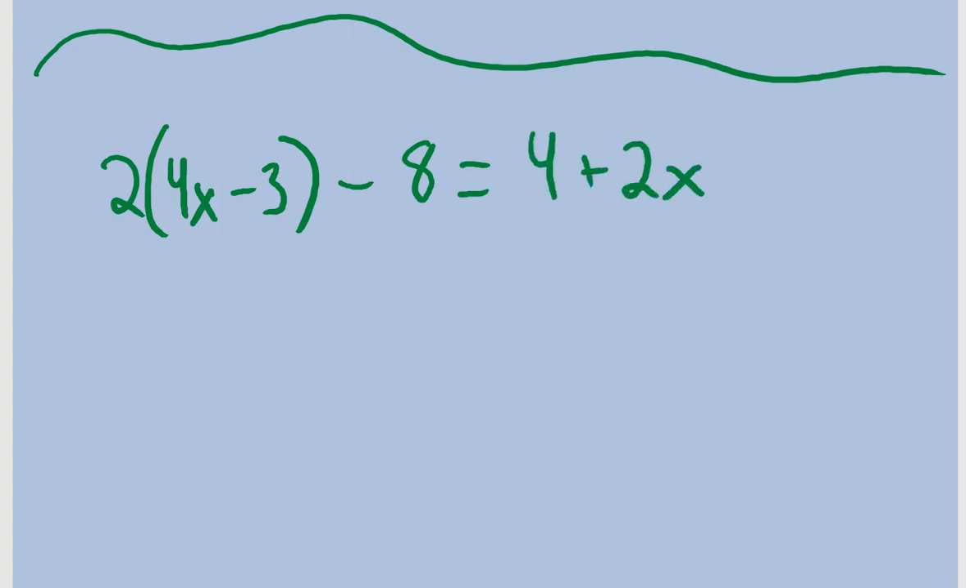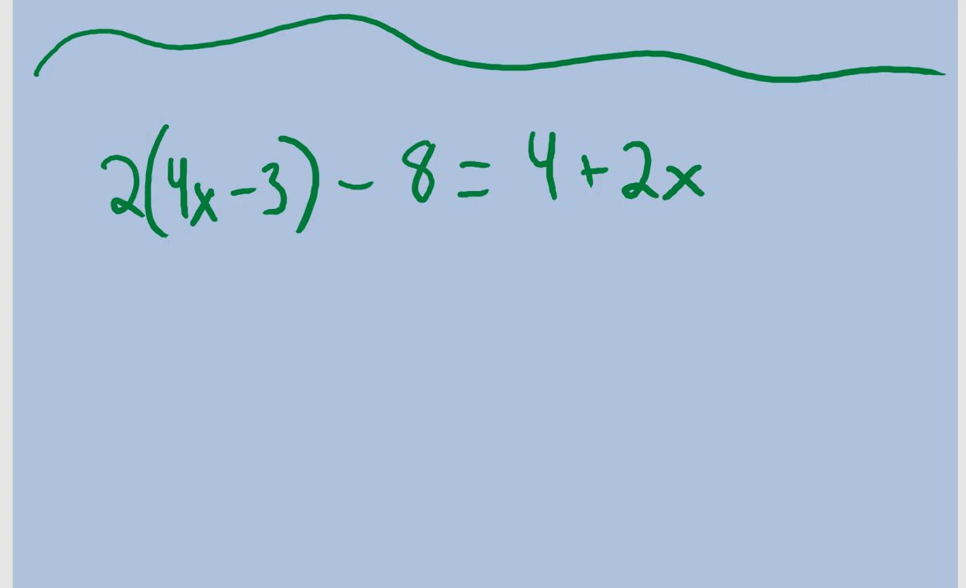Two times 4x minus 3, minus 8, is equal to 4 plus 2x. Okay. We're going to get rid of the parentheses first. You do that by using what's called the distributive property.